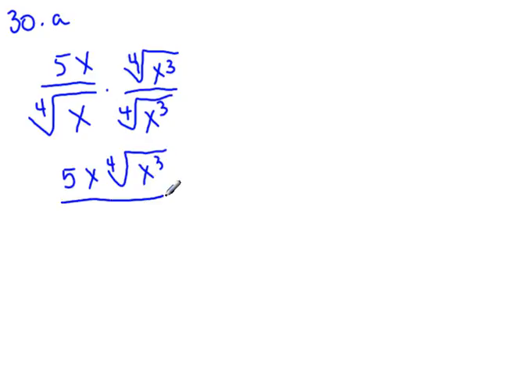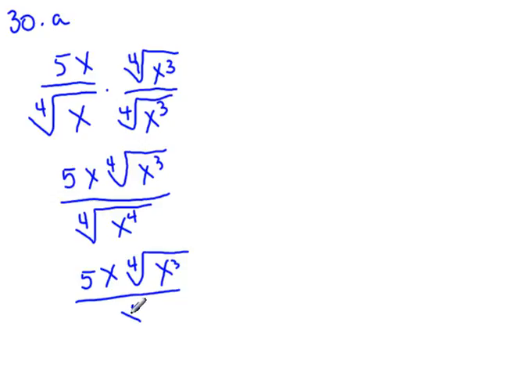In the denominator I have x, which came from, you don't have to write this step, I'm just making sure you understand where it came from, fourth root of x to the fourth. And that, of course, gives me 5x times the fourth root of x cubed, which of course I can't take, over just x. And there you go. That's A.